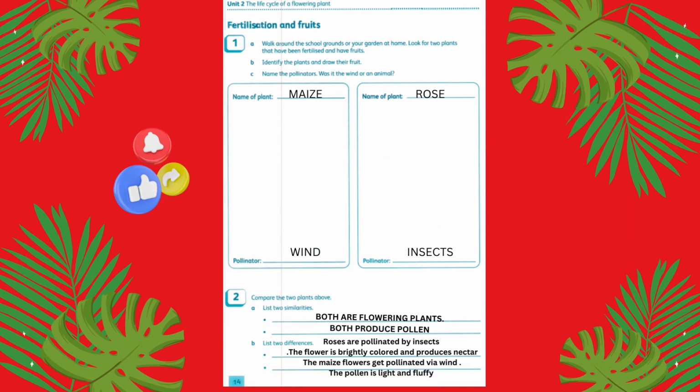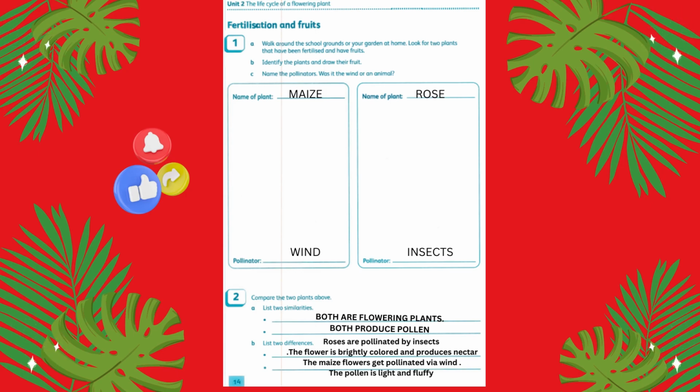Now, fertilization and fruits. Number one, A. Walk around the school grounds or your garden at home. Look for two plants that have been fertilized and have fruits. B, identify the plants and draw their fruits. C, name the pollination. Was it the wind or animal? So I have written the name of the plants for you, maize and rose. Maize is pollinated by wind and rose is pollinated by insects.